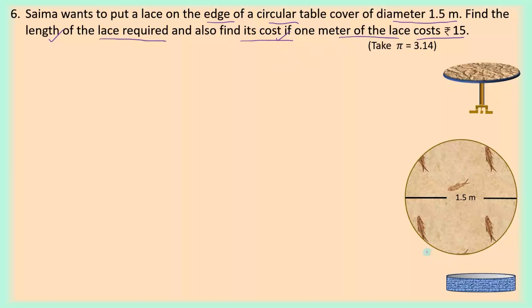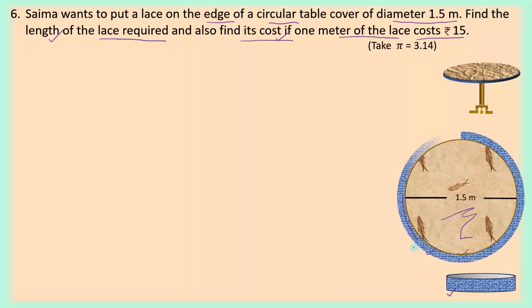Here, let us take this as the circular tablecloth on which Saima wants to put the lace, and this is the lace. Saima doesn't want to put the lace in the interior of this cloth. She wants to put the lace only on the edge, like this. So, what will be the length of the lace required here?